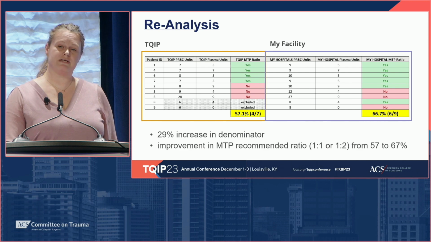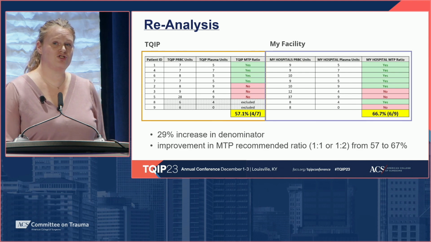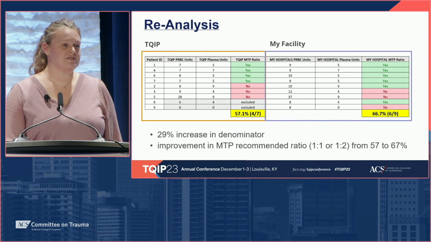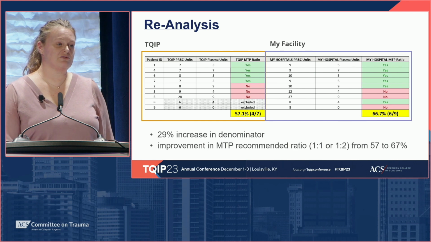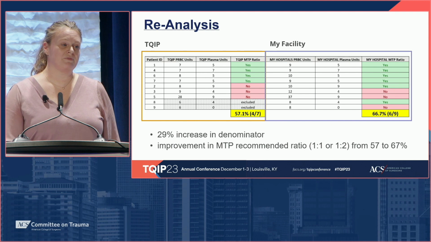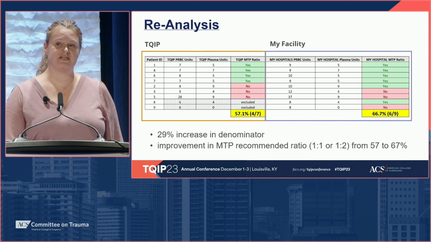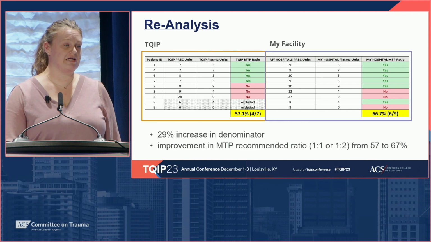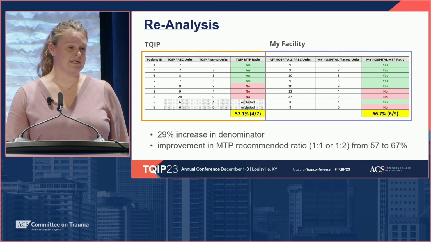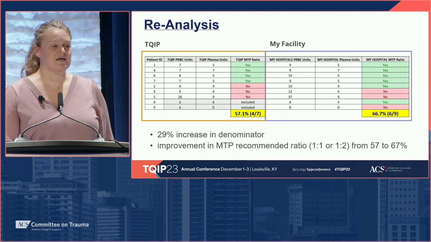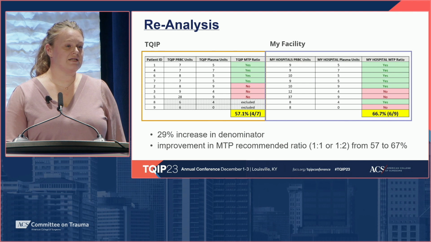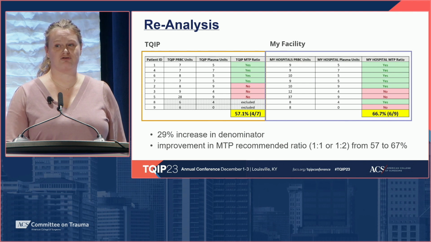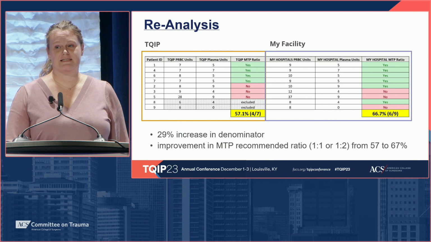So because of this, we reran the MTP metric using our facility's 250 mL per unit. One of the existing patients in the metric switched from not meeting the recommended ratio to meeting it, and an additional 2 patients now met the definition for hemorrhagic shock. Overall, there was a 29% increase in the denominator and an improvement in the MTP recommended ratio from 57% to 67%. Now, it's not to say that 1 unit size is right versus wrong, but I wanted to highlight the importance of understanding just how the TQIP metrics are calculated and defined so that we can better understand the results and how they apply to practices at our own facility.